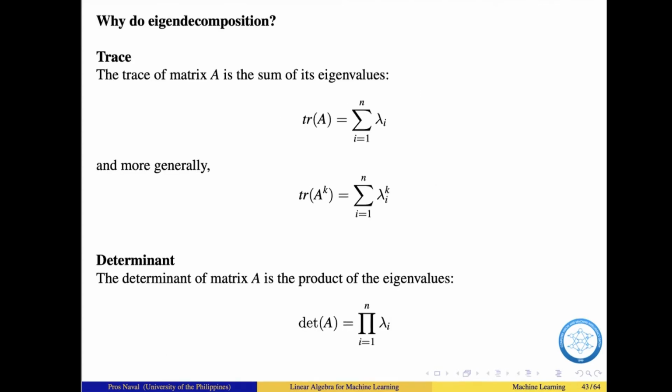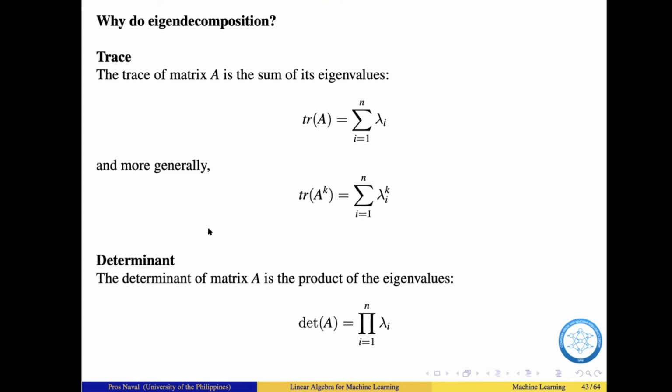Okay, so why do we have to compute the eigendecomposition of a matrix? Well, because again, it makes life easier for us. The computation of the trace is very simple, really. But we can also compute the trace of a matrix by taking the sum of its eigenvalues. So the trace of A is simply the sum of its eigenvalues. And more generally, the trace of A raised to the k is the sum of the eigenvalues raised to the kth power.